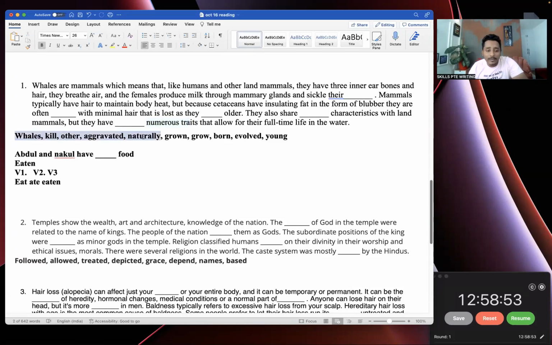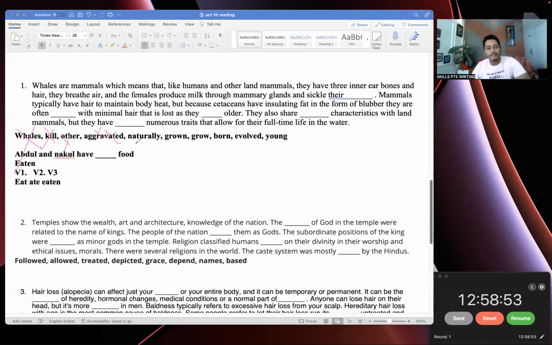Which is the verb 3 here? Grown. Okay, which all are verb 3, you tell from the beginning. Is whales verb 3? No, it's a noun. Is kill verb 3? No, it's verb 1. Is aggravated verb 3? Aggravated, -ed, any -ed is verb 3. This is verb 3. Is naturally verb 3? No. Naturally is an adverb. This is not a verb at all.